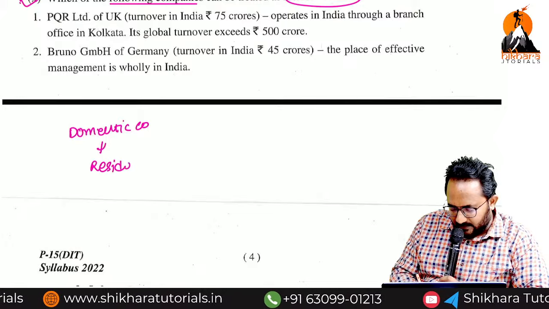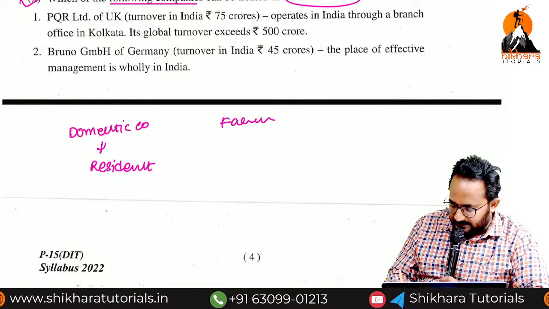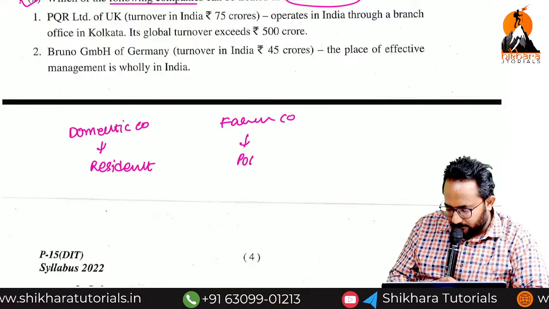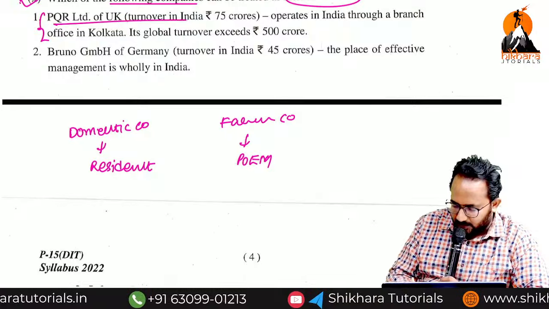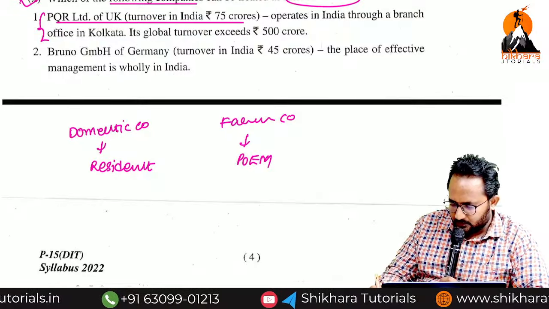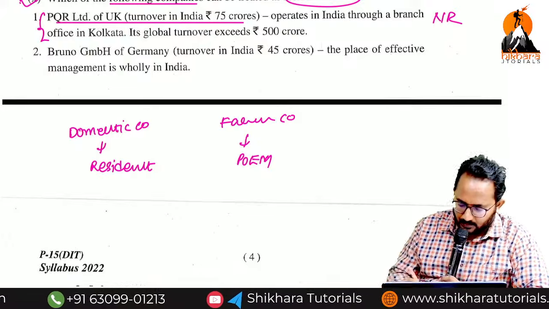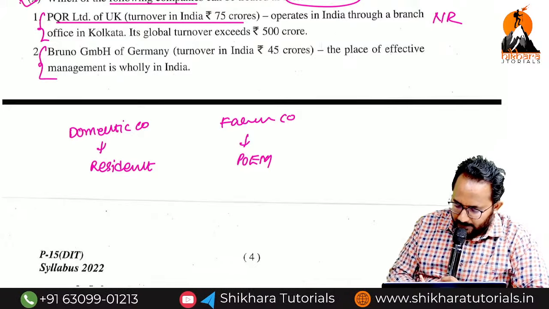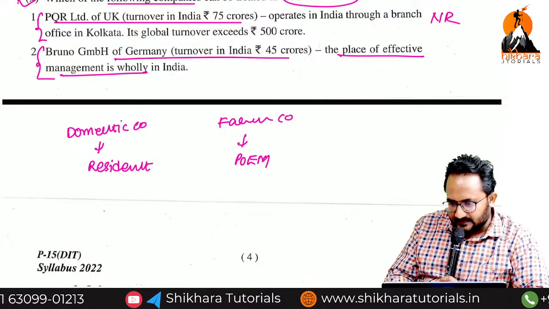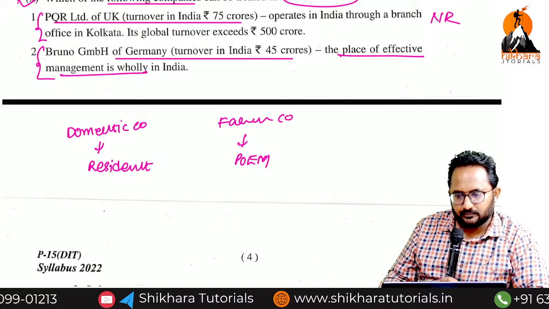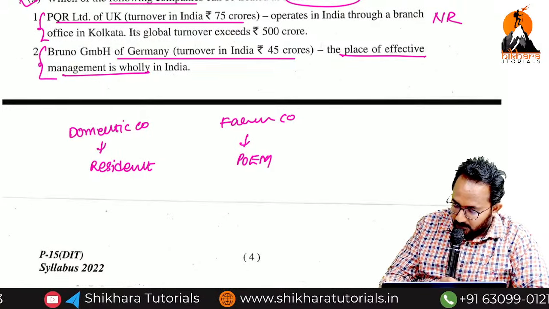Domestic company is always resident. But a foreign company's residential status depends upon POEM. Clearly here they are not giving anything. Only a foreign company branch is given, so it is non-resident. They are not giving anything about POEM. But here place of effective management is wholly in India. Foreign company place of effective management is in India. No, it is also non-resident.